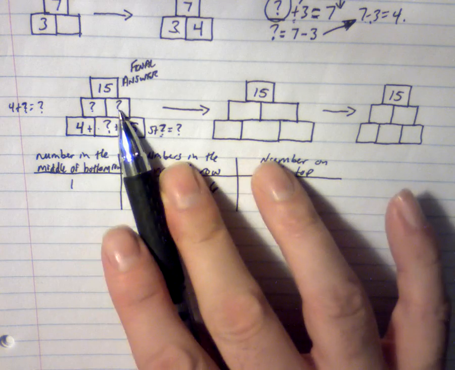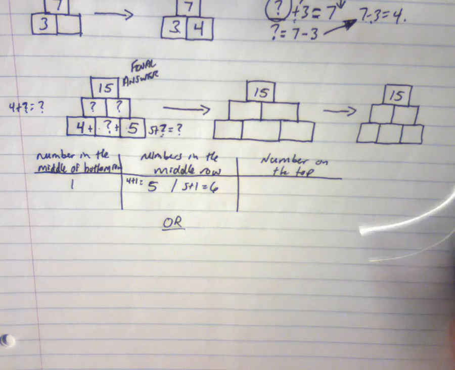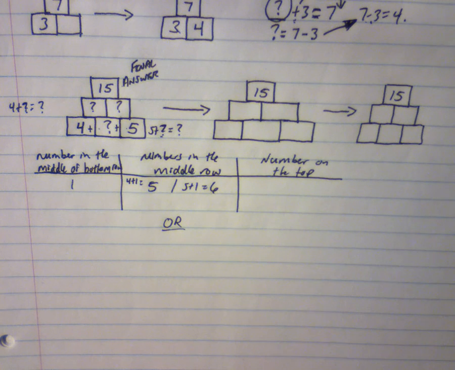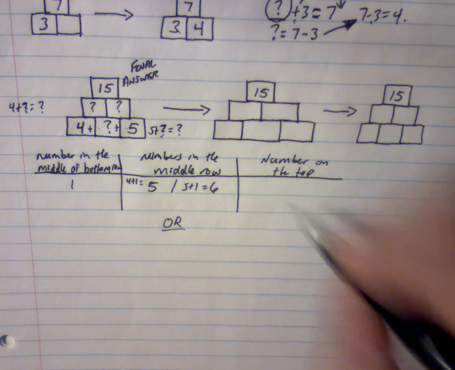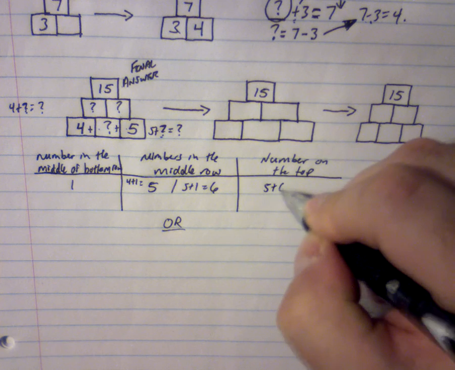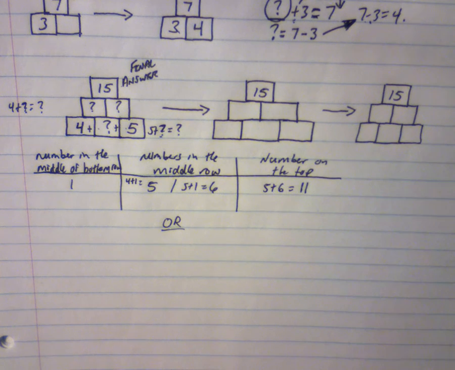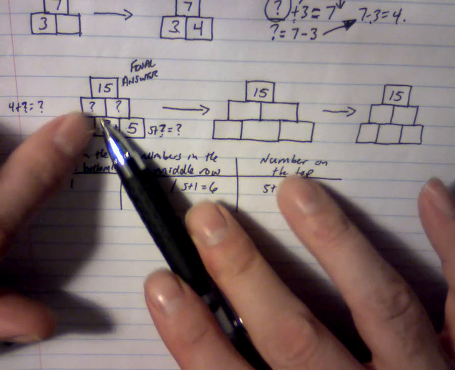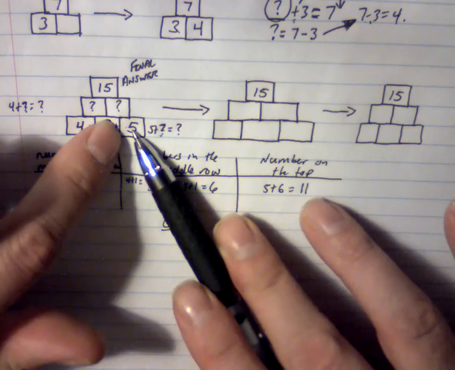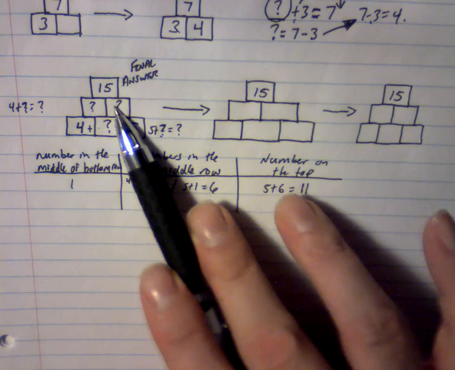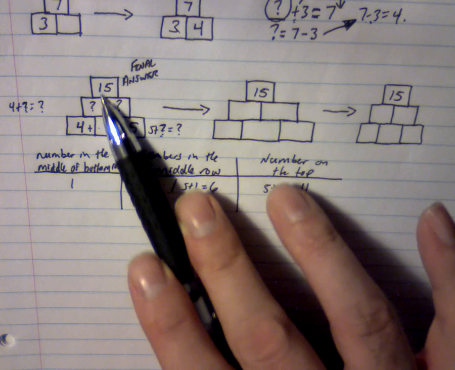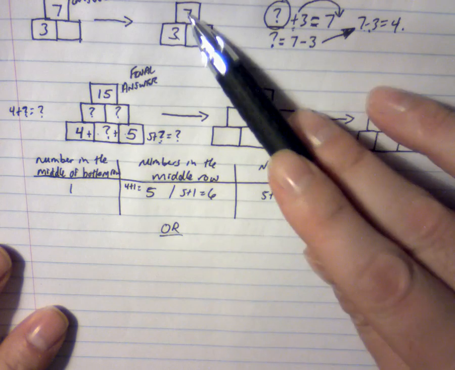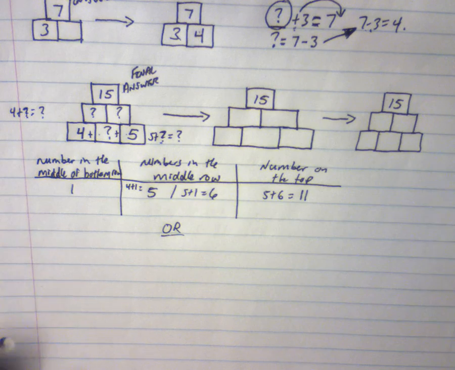So if we add 5 plus 6 together, what's our final answer? What's the number going to be on the top? Well, 5 plus 6 equals 11. Because remember, what you want to do is take two numbers to make one number, two numbers to make one number, then you add these two together to make the final answer. It's just like we did up here, except we just had the two numbers. Now we're going even further on the pyramid.